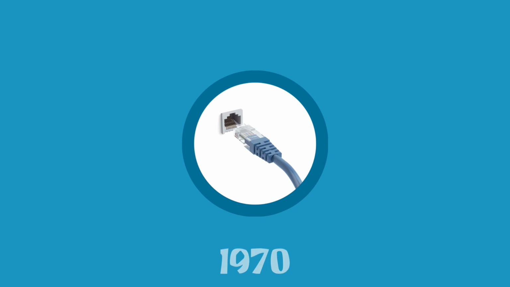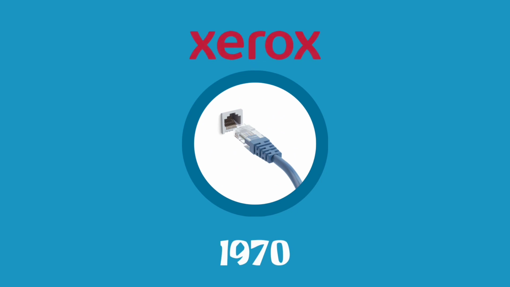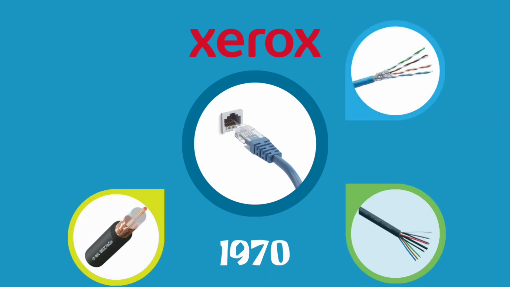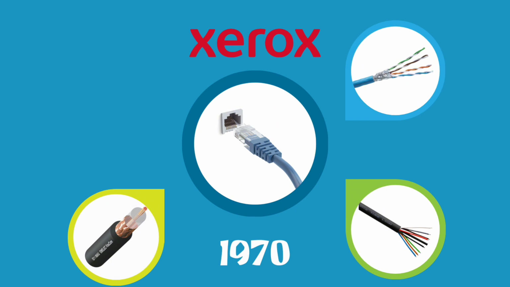Ethernet was first created in 1970 by engineers at Xerox. Back in the day, Ethernet used coaxial cables, but today's Ethernet LAN uses twisted pair cables or fiber optic cables.